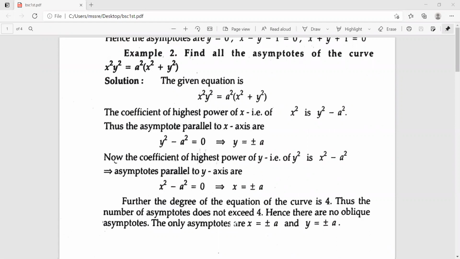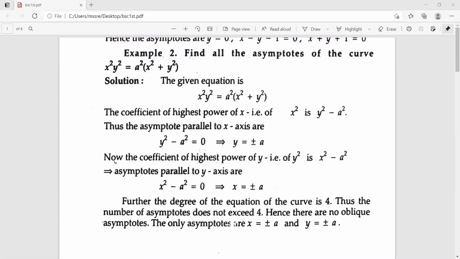So the asymptote parallel to the y-axis is given by equating the coefficient of the highest power of y, that is y squared, to 0. Here the coefficient is x squared minus a squared equals 0. So you get x equals plus or minus a. You have again got two asymptotes parallel to the y-axis. So finally, what you have got here is two asymptotes parallel to the x-axis and two asymptotes parallel to the y-axis.